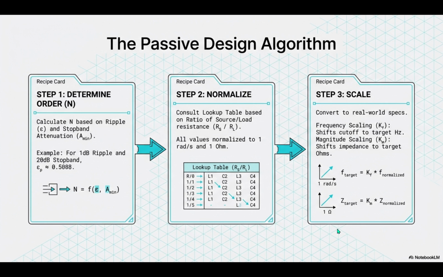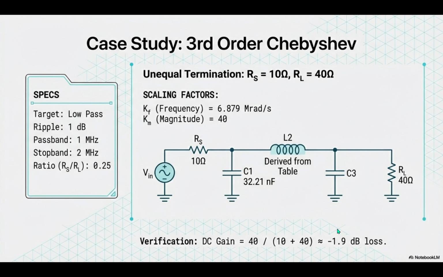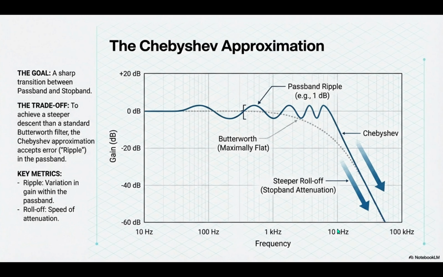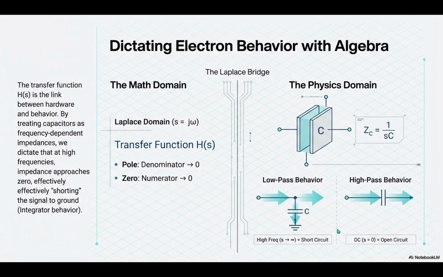That makes sense. But here's the problem, and the sources were pretty blunt about this. These simple passive networks, just resistors and capacitors, they're kind of terrible for modern stuff. They have some very severe limitations. The first one is obvious.